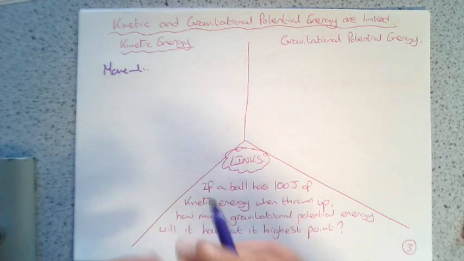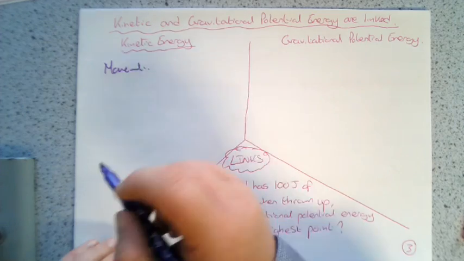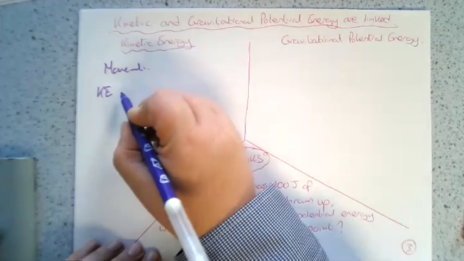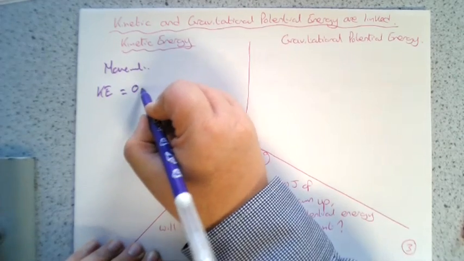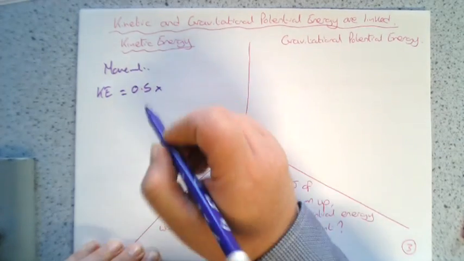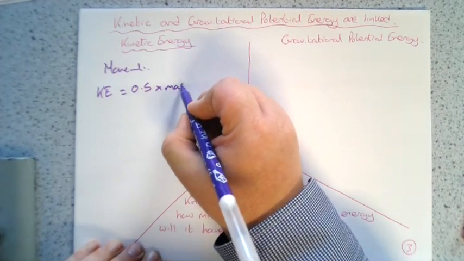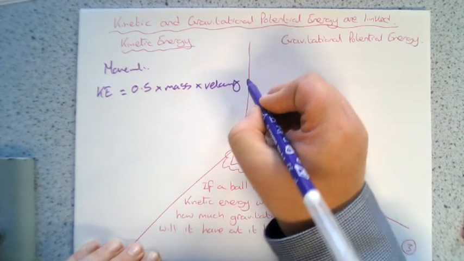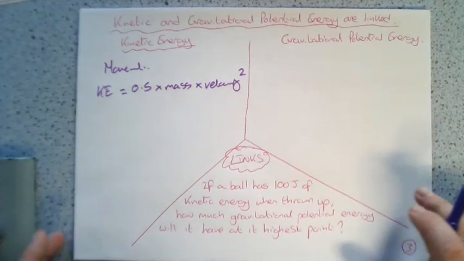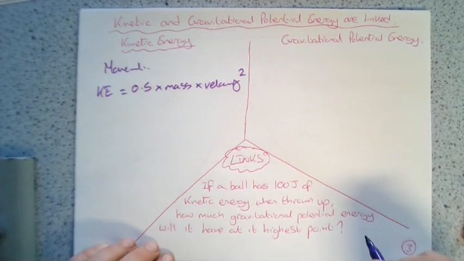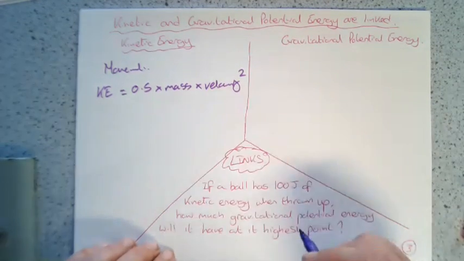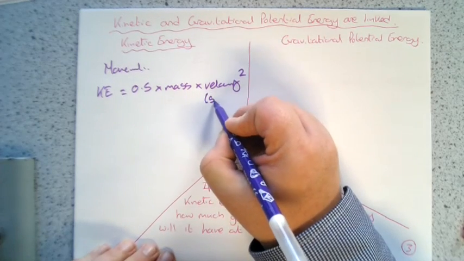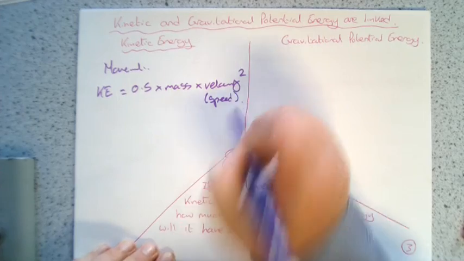And because we know it's about movement, the kinetic energy equation, so I'm going to put KE for kinetic energy, equals 0.5 multiplied by the mass of the object multiplied by velocity squared. Now, a couple of people have asked me over the last couple of days, does it have to be velocity or does it have to be speed? Velocity is the right word, but we do actually mean the speed of the object.